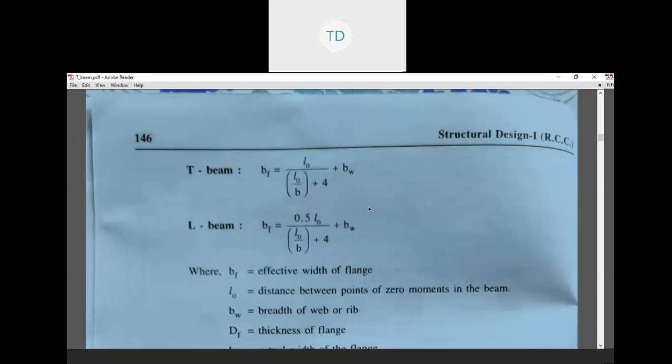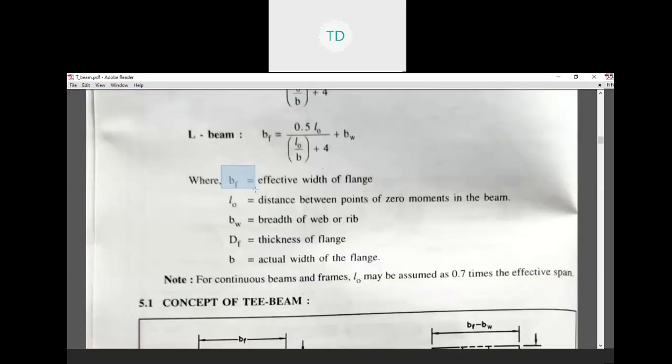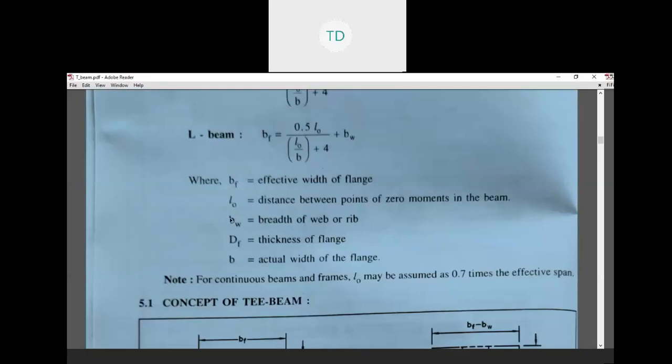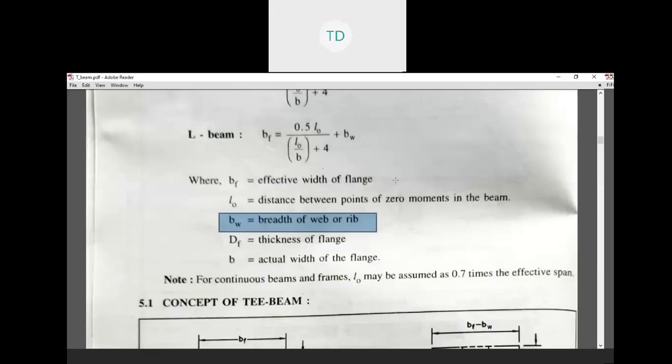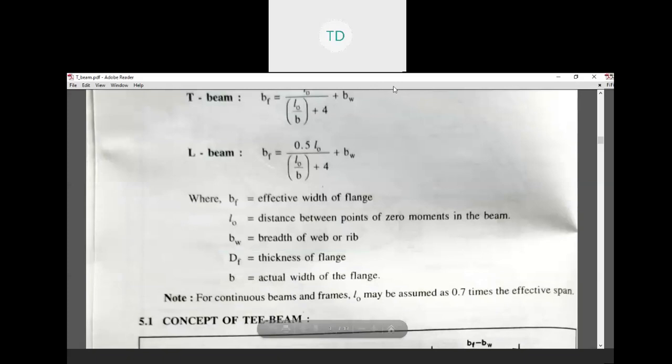Let's clear the nomenclature of this beam. BF is equal to effective width of flange. L0 is equal to distance between points of zero moment in the beam. BW is the width of web or rib. DF is the thickness of flange. B is equal to actual width of flange. In the next lecture, we are going to discuss the concept of key beam and the rest of the topics.